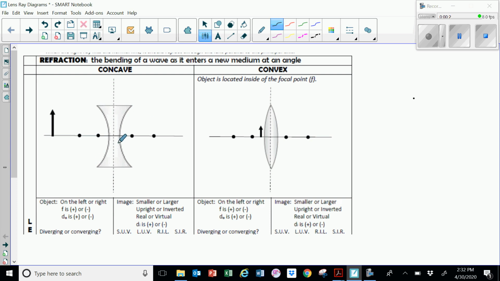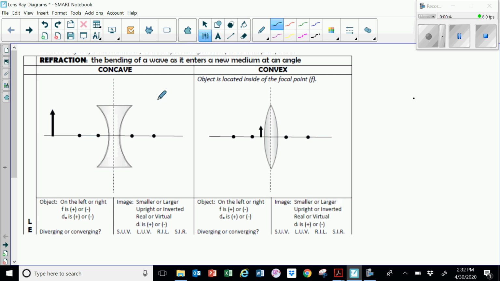Like we talked about with mirrors, a concave lens is one that bends. The way I look at it is it sort of caves in, so I call it concave because it sort of caves in. Convex bulges out. So here's a concave lens and here's a convex lens. The concave lens is on the left.